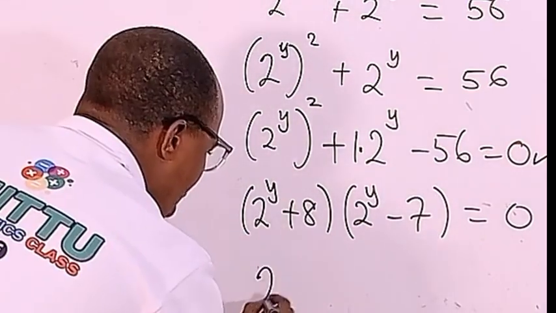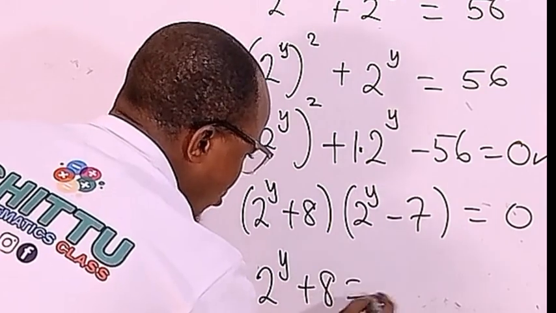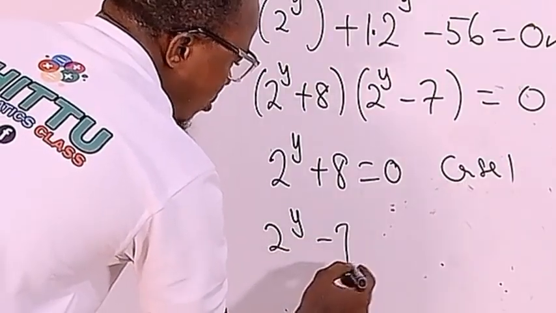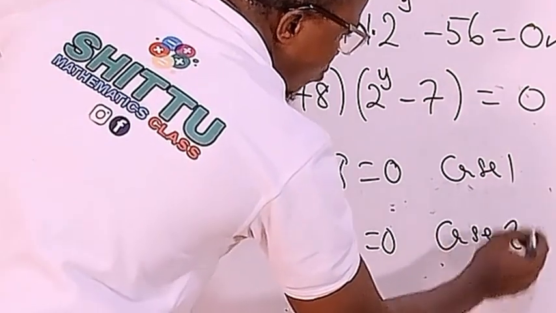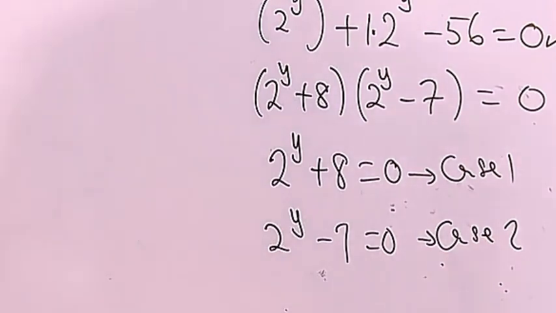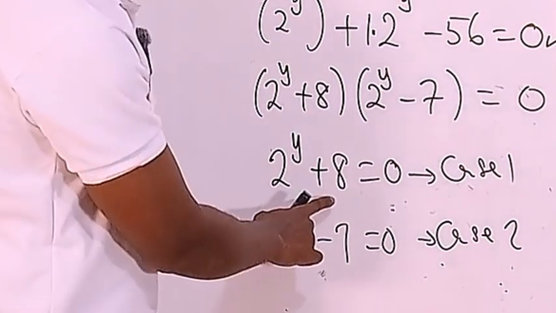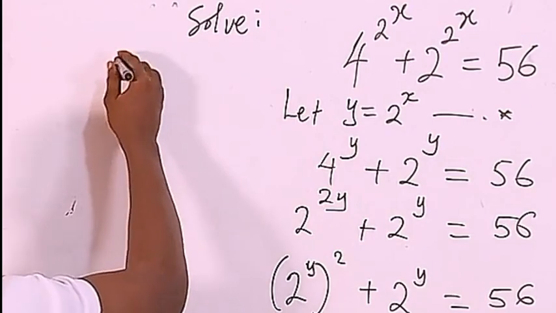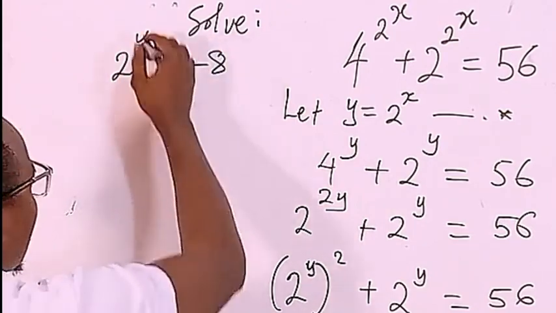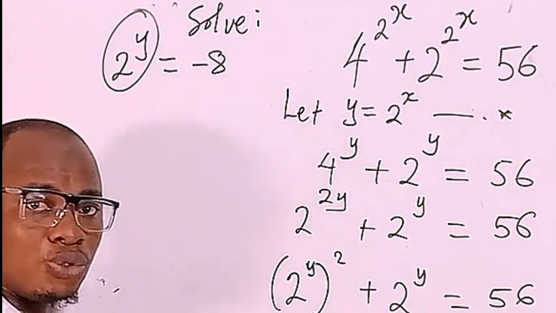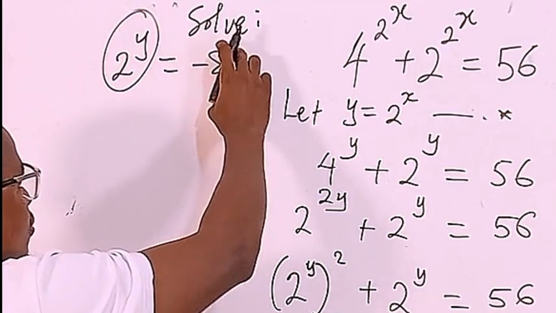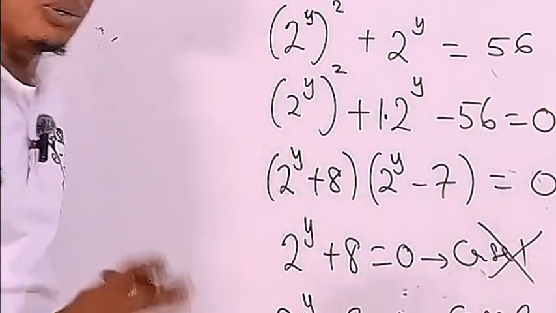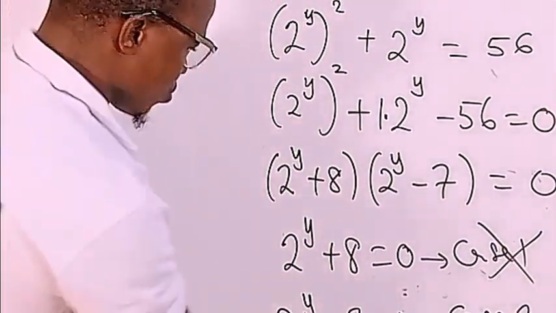So from here, 2 to the power of y plus 8 equals 0. That's case 1. Then 2 to the power of y minus 7 equals 0. This is case 2. Understand? If I transpose the 8 to this side, I'm going to have 2 to the power of y equals minus 8. This is an exponential value, so it cannot give us a negative number. Therefore, we reject case 1; we are not going to get any solution there. Then we move to case 2.